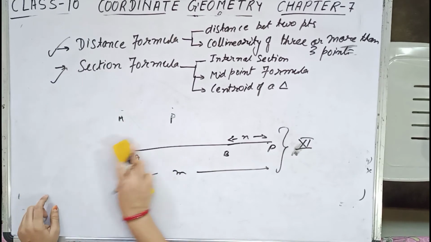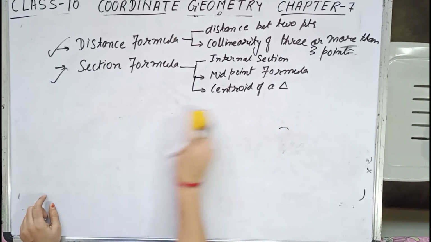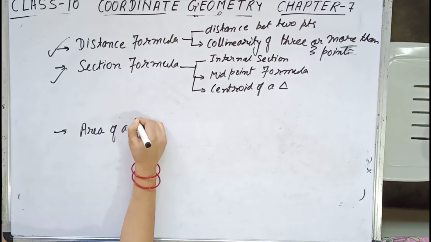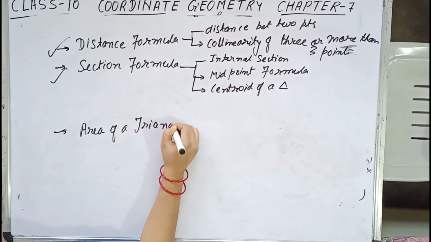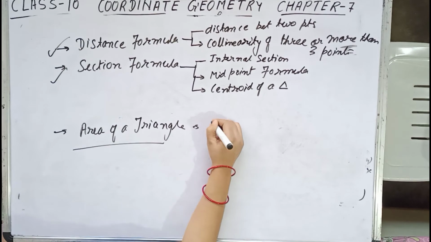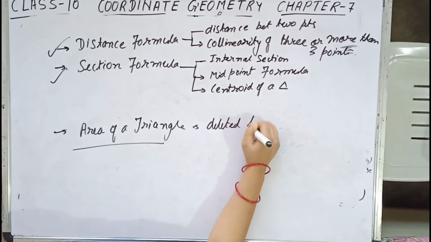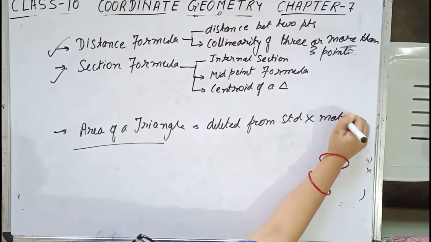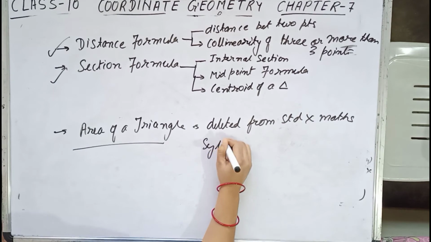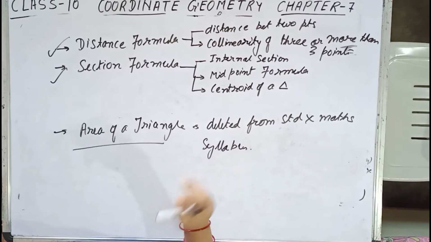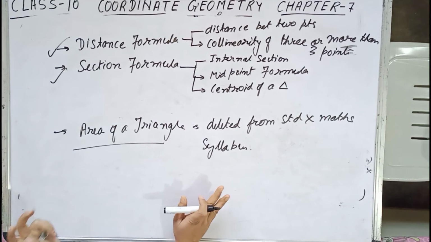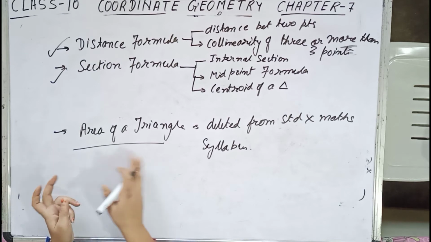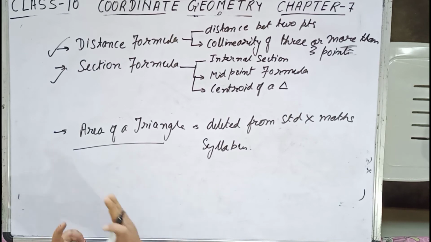Now one more topic is there in standard 10 in coordinate geometry, and that topic is area of a triangle. That is a very interesting topic, but children, this time it is deleted from the standard 10 maths syllabus. This time in 2021 it is deleted. Now very interesting questions we could have solved from the area of the triangle concept, but since it is deleted, this time I won't be doing it.